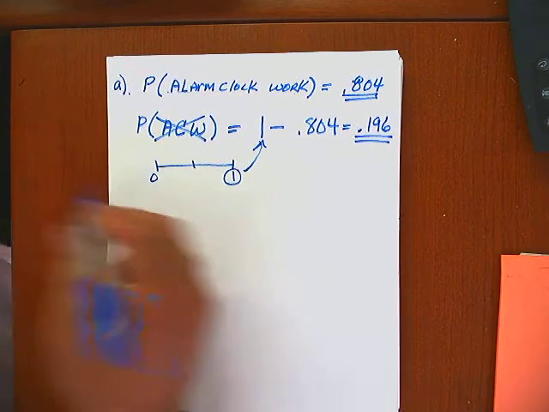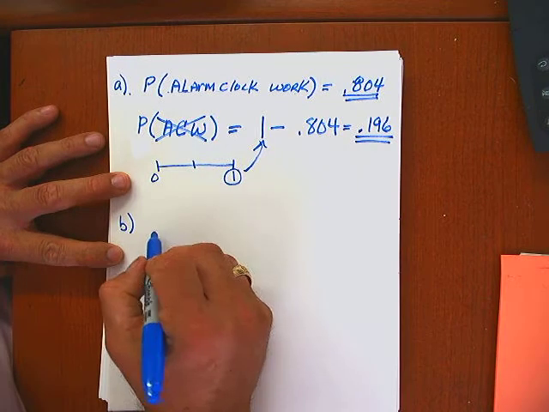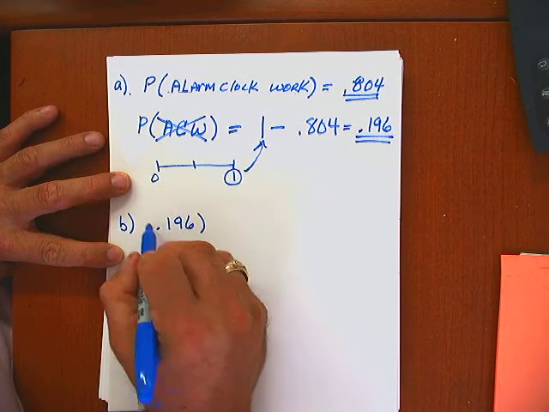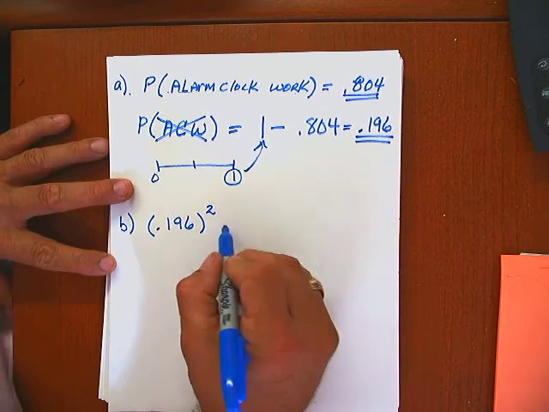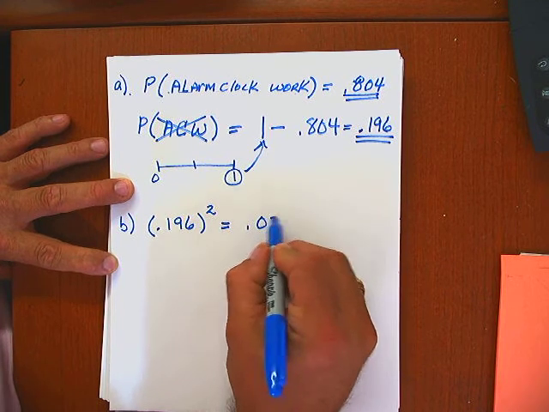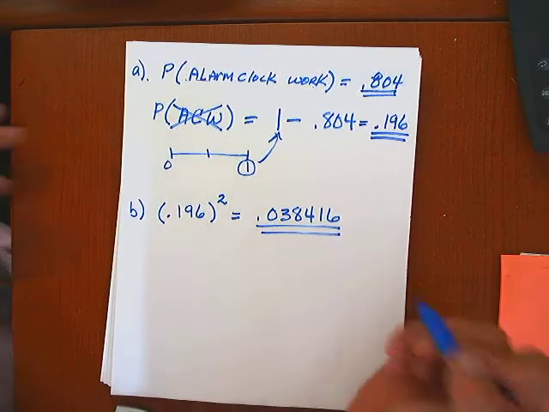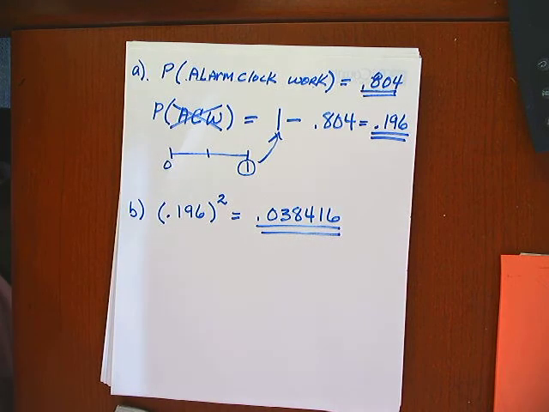Now, B asks, if you have two such alarm clocks, what is the probability that they both will fail? Well, if you have two alarm clocks and they have a failure of 0.196, then you're going to take 0.196 and raise it to the second power for two alarm clocks. And that comes out to be 0.038416. So you've got a 0.04 chance of them both not working.